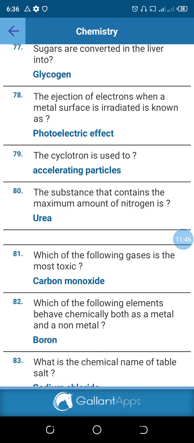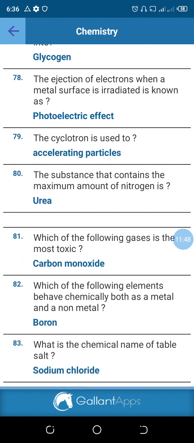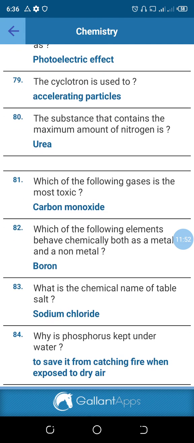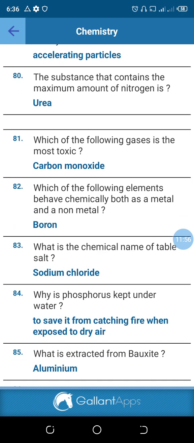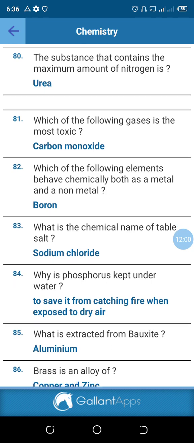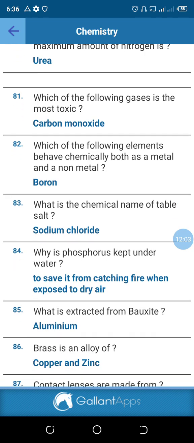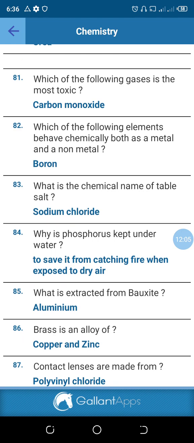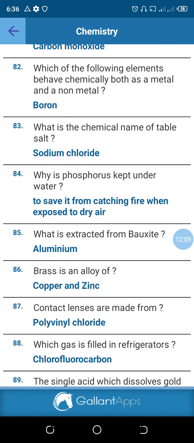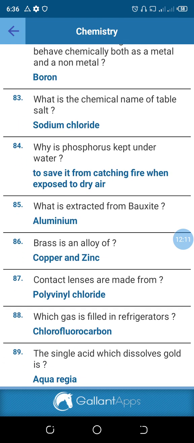The ejection of electrons when a metal surface is irradiated is known as photoelectric effect. The cyclotron is used for accelerating particles. The substance that contains the maximum amount of nitrogen is urea. Which of the following gases is the most toxic? Carbon monoxide. Which of the following elements behave chemically both as a metal and a non-metal?